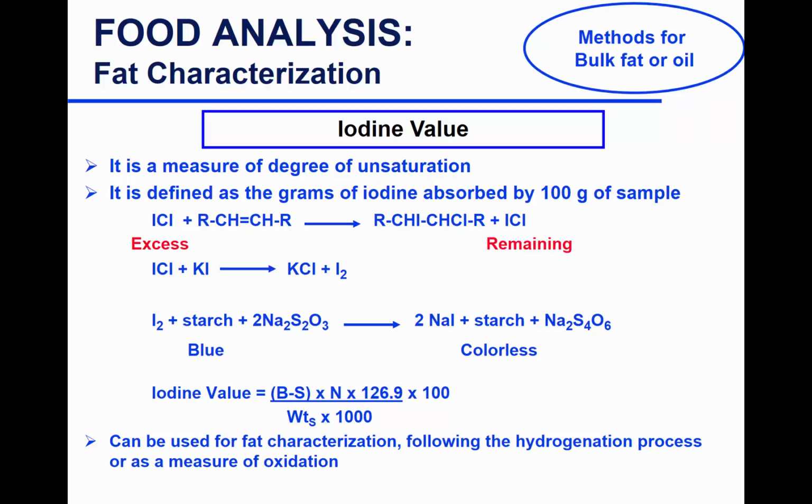So it is used as fat characterization. That means every original oil will have its own iodine value, and that would be an authentication kind of value. You will use it when you are monitoring the hydrogenation process, and it can be an indirect determination of oxidation. So 3 different uses for iodine value.